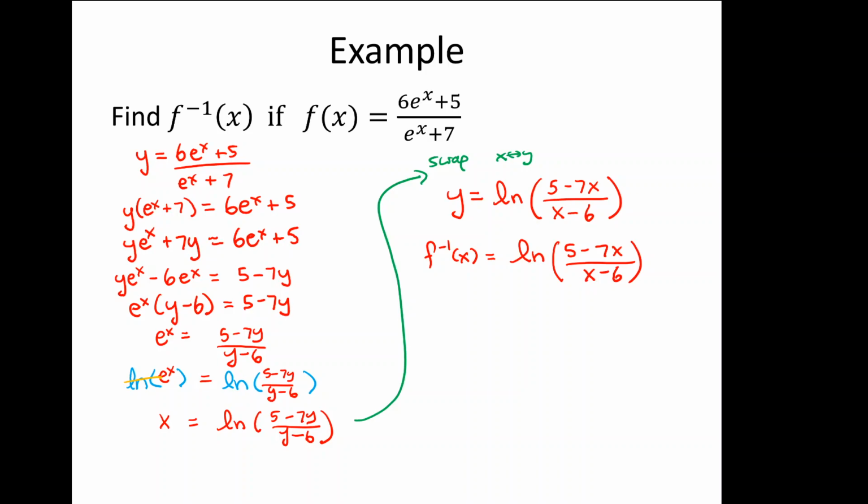And let's say you want to check it, but you don't want to invest that much effort. Plug a particular x value in, like 0. Plug 0 in for x on top and bottom. Simplify, then take that output and plug it into f inverse, and make sure you get the original input back. Make sure you get 0 back.